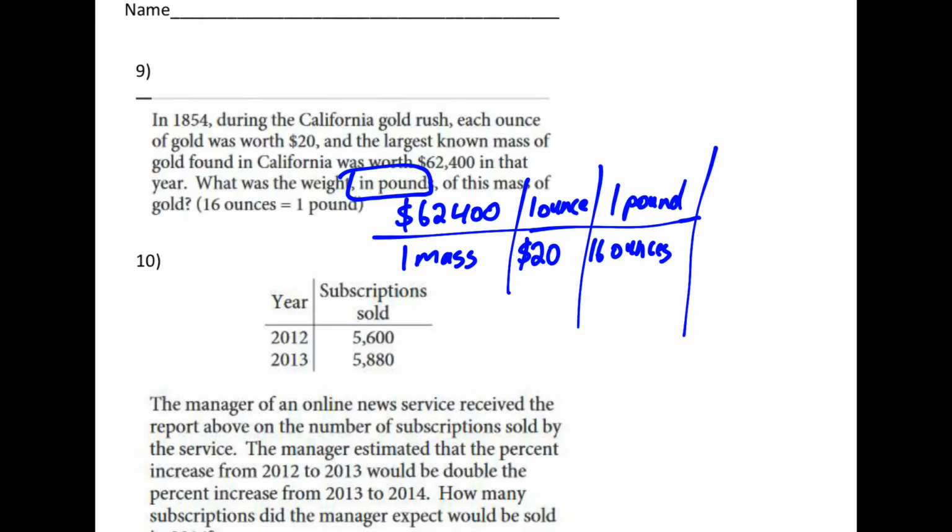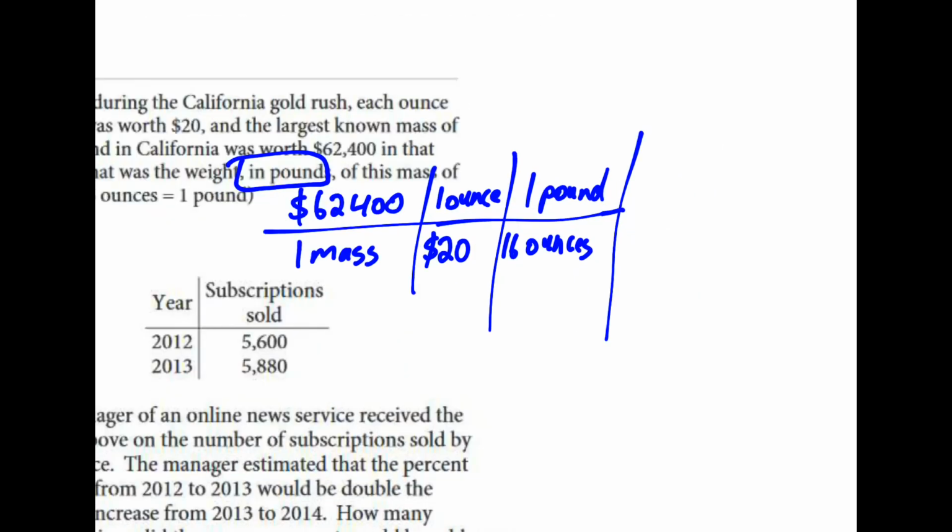Number 9 is a converting units problem. We start with a mass of gold worth $62,400, and we convert dollars into ounces, and ounces into pounds, and then we end up with our final answer in pounds per mass, which is what we want. How many pounds is 1 mass? I could take 62,400, divide that by 20, divide the result by 16, and the answer is 195.